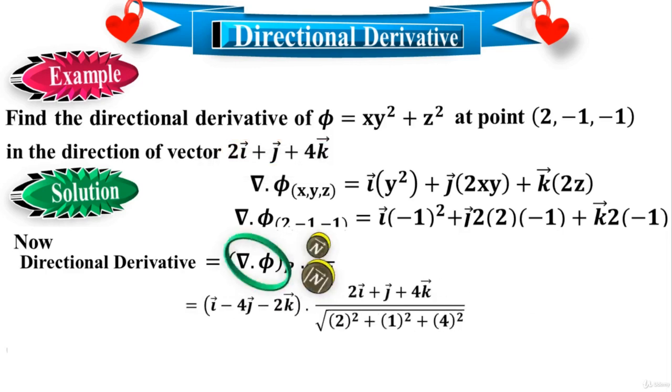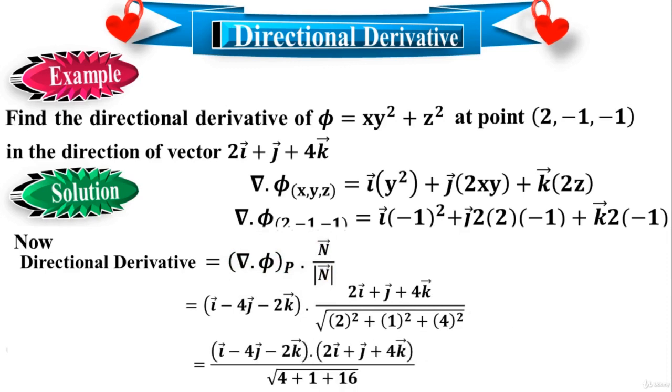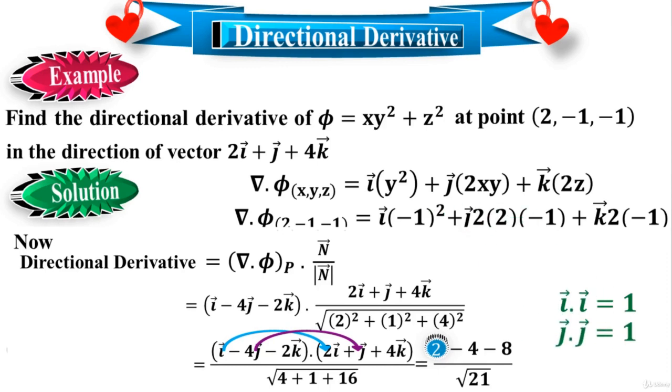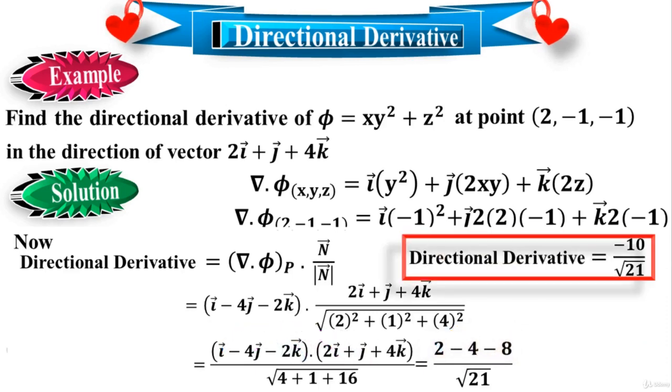Substitute all the values and solve it further to get 2 minus 4 minus 8 over the square root of 21. I took the product of i times 2i, where i times i equals 1, so I got 2 here. I took the product of minus 4j times j, where j times j equals 1. I got minus 4. I took the product of minus 2k times 4k, where k times k equals 1, and I got minus 8. Solve it further. This is my final value for the directional derivative, minus 10 over the square root of 21, which is in scalar form.